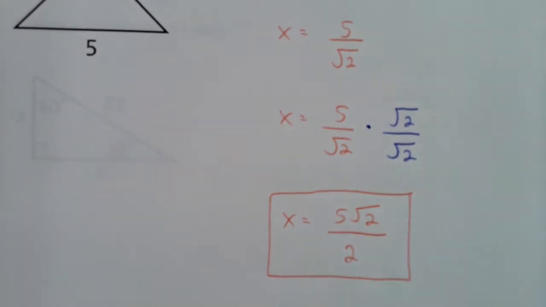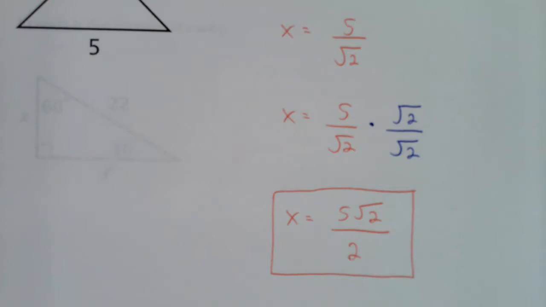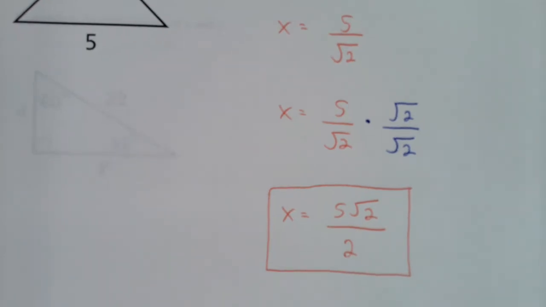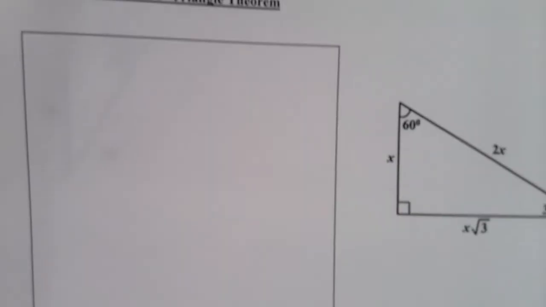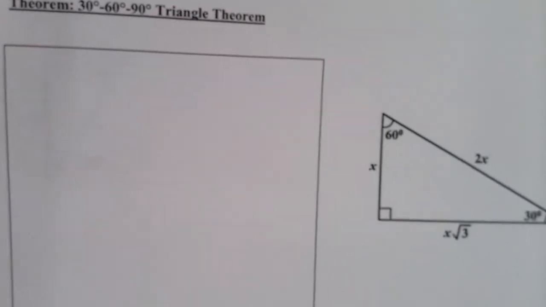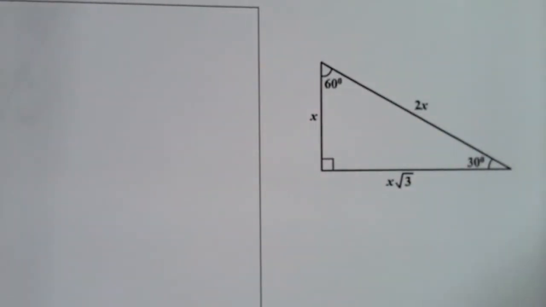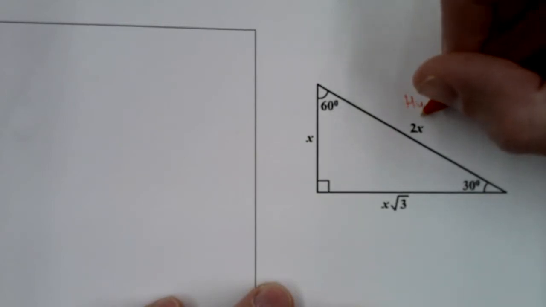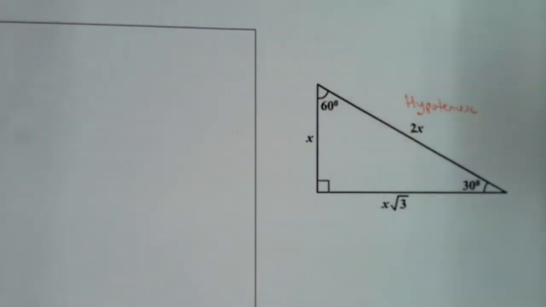Okay, so the first 2 pages were 45, 45, 90 triangles. Now we're going to move on to our second type of special right triangle. The 30, 60, 90 triangle. Okay, so really quick before I give you the formulas that you need, remember the side across from the right angle is called the hypotenuse. Remember, bigger sides are across from bigger angles. So our 2 remaining angles are each going to be called legs.